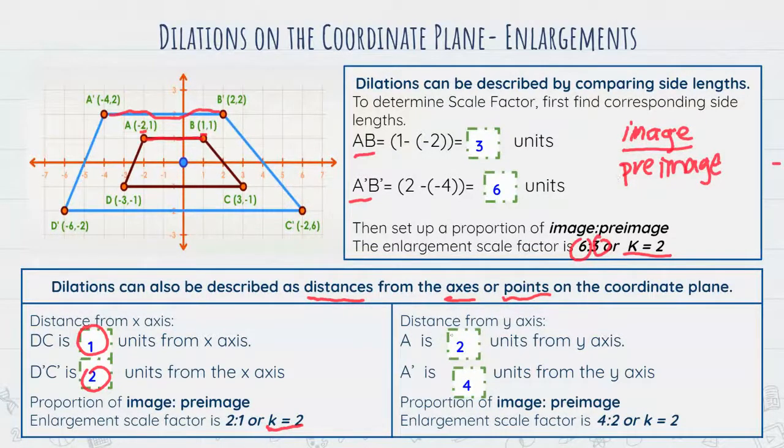Distance from the y-axis. A is 2 units away at -2, so the distance is 2. And A prime is at -4, so it's 4 units away. Again, the image A prime over the pre-image, 4 to 2, or k equals 2.